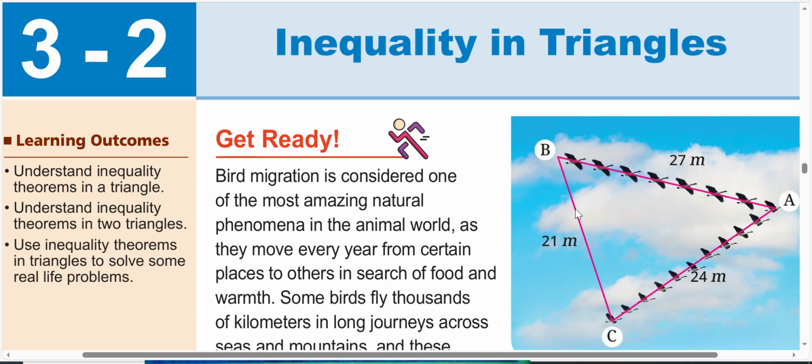Like this triangle, we have here 27 meters, 27 meters, then the measure of angle C is greater than the measure of angle B, which is opposite length 24, and 21 is opposite angle A. Then the order of the measures of the angles descending from greatest to smallest: measure of angle C greater than measure of angle B greater than measure of angle A, because 27 is greater than 24 and 24 is greater than 21.